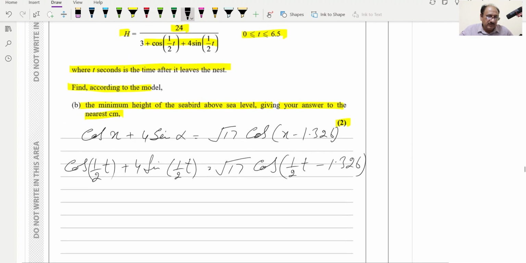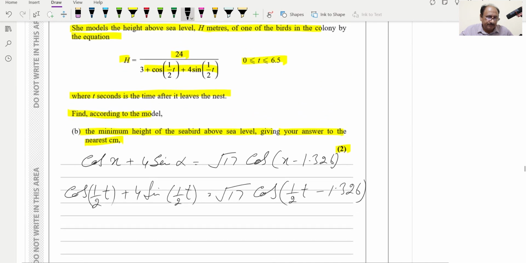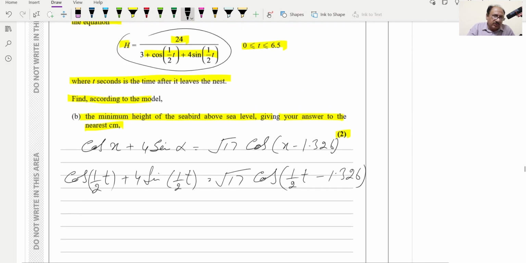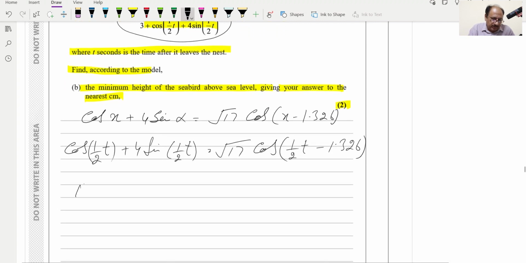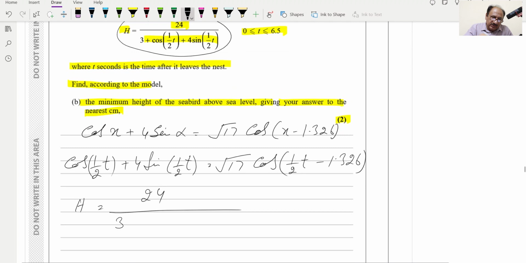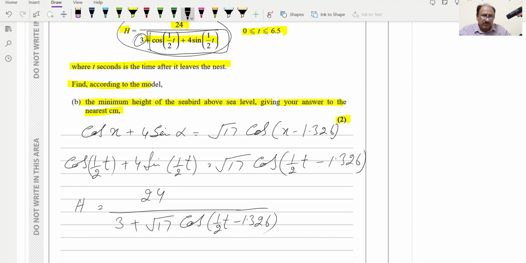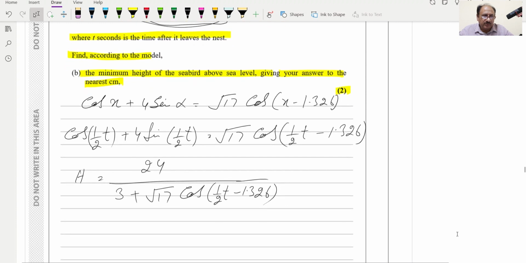And now we can write this equation in this format. h is equal to 24 over 3 plus root 17 cos of 1 by 2t minus 1.326, bracket close, because this portion we are writing in this format, and this 3 I have written over here. And the maximum value, this will be what?